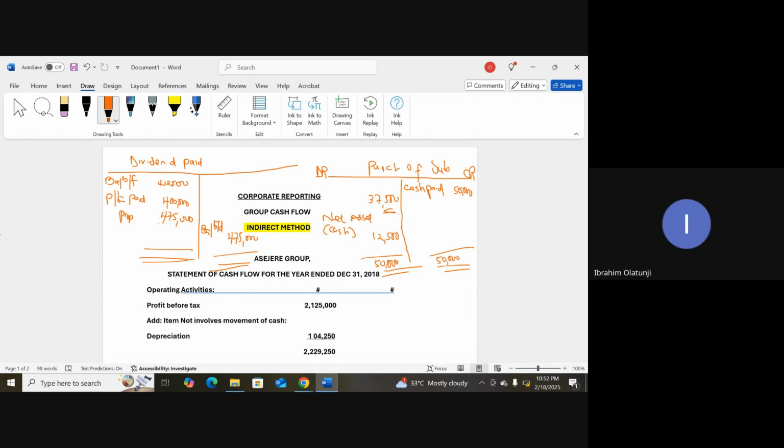1,287,500. Debit side or credit side? Debit. 1,287,500. Okay. What is the difference? 812,500.